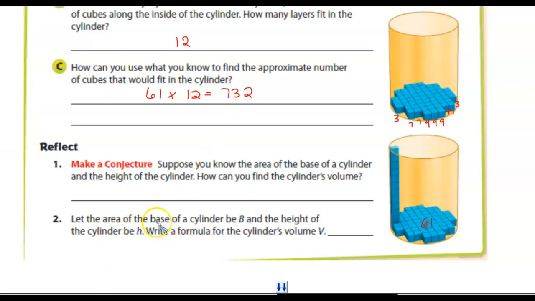Suppose you know the area of the base of the cylinder and the height of the cylinder. Can you find the cylinder's volume? Yes. If we take the area of the base, which we'll call B, and the height of the cylinder, that's going to be our cursive H, that's going to give me our volume. So volume equals area of the base times height of the prism.